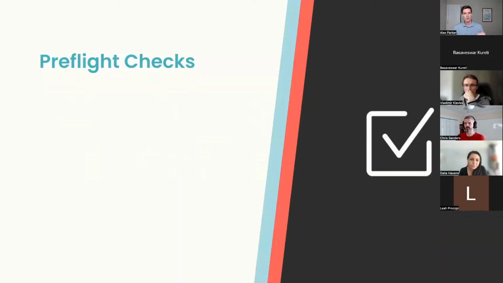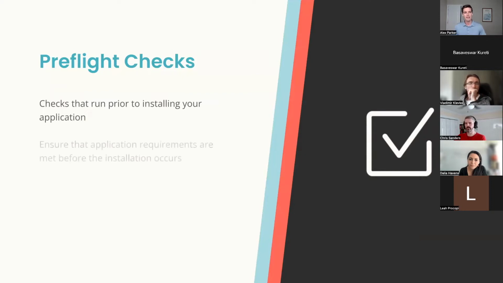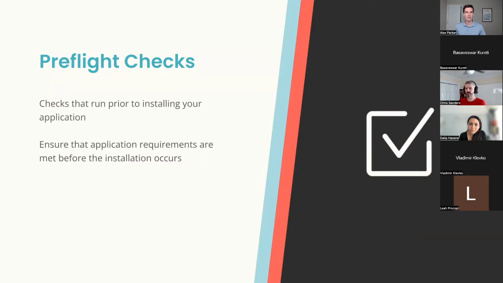Our first feature is pre-flight checks. Pre-flight checks are checks that run prior to installing your application. The goal is to ensure that all the requirements your application has, whether that be an amount of CPU, the presence of certain Kubernetes resources, or database connections, all sorts of different things, are met before the customer goes ahead and performs the installation.